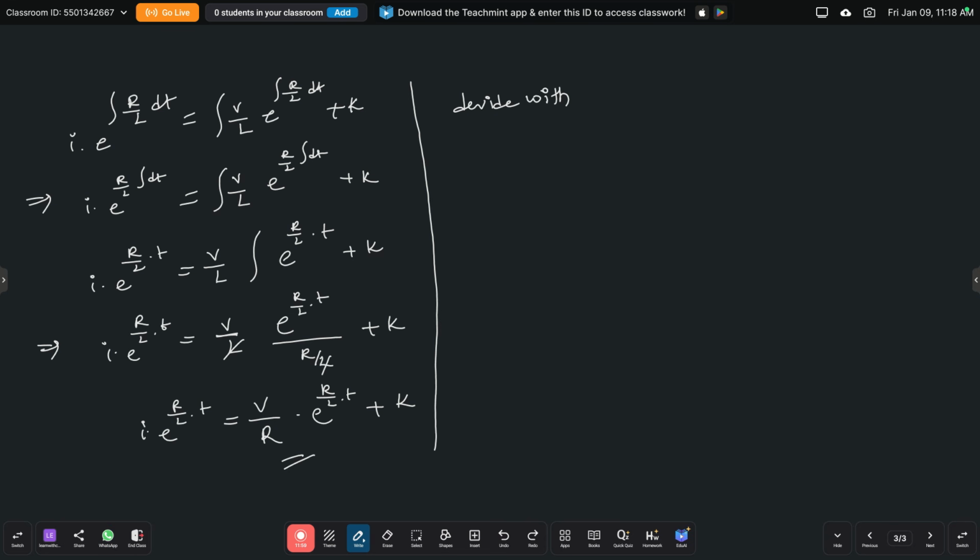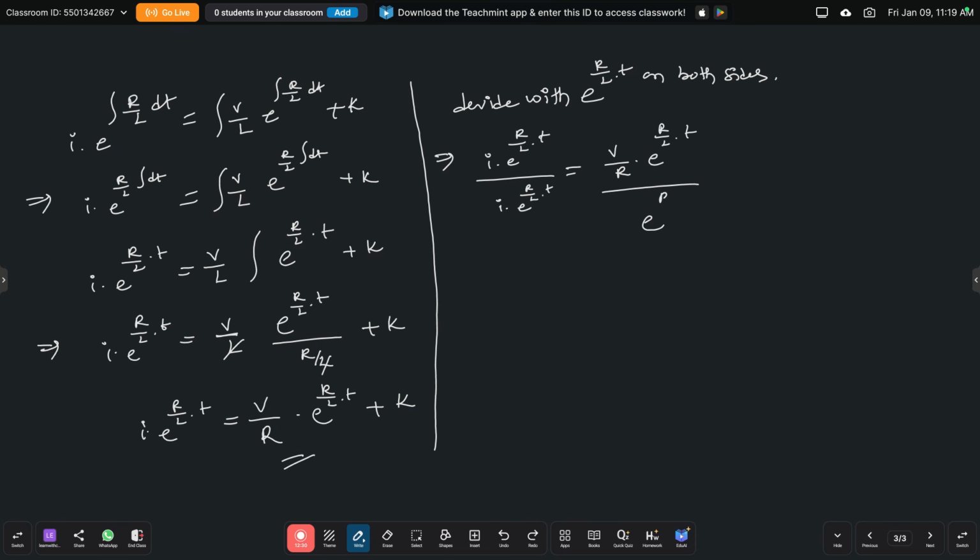Divide with e power R by L into t on both sides. So by dividing, the LHS is I into e power R by L into t by e power R by L into t, which equals V by R into e power R by L into t, again divided by e power R by L into t, plus constant K, which is also divided by e power R by L into t.